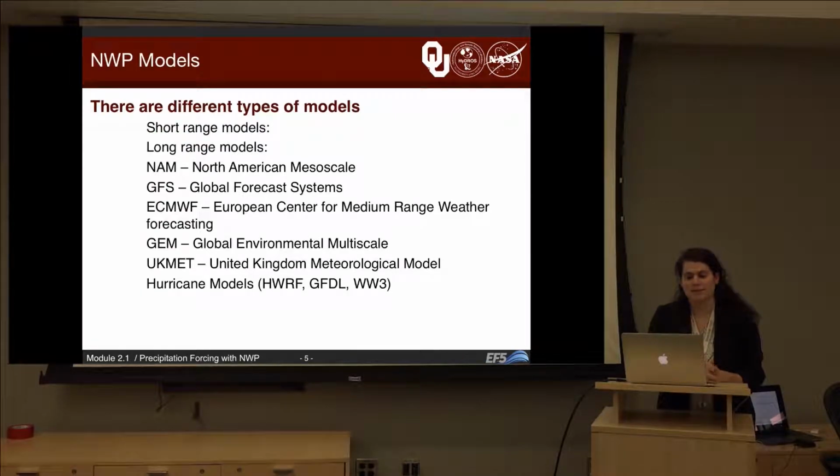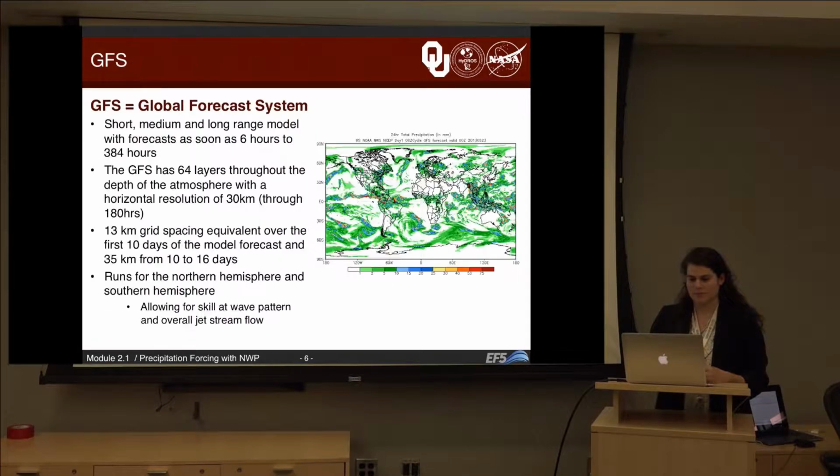And there are different types of models. There are short-range models, there are long-range models, and one that we'll be focusing on is the GFS, which is the Global Forecast System. So the GFS can be a short, medium, and long-range model that forecasts from as soon as 6 hours to 384 hours. The GFS has 64 layers throughout the depth of the atmosphere, and it has a horizontal resolution of 30 kilometers, and that's just through 180 hours.